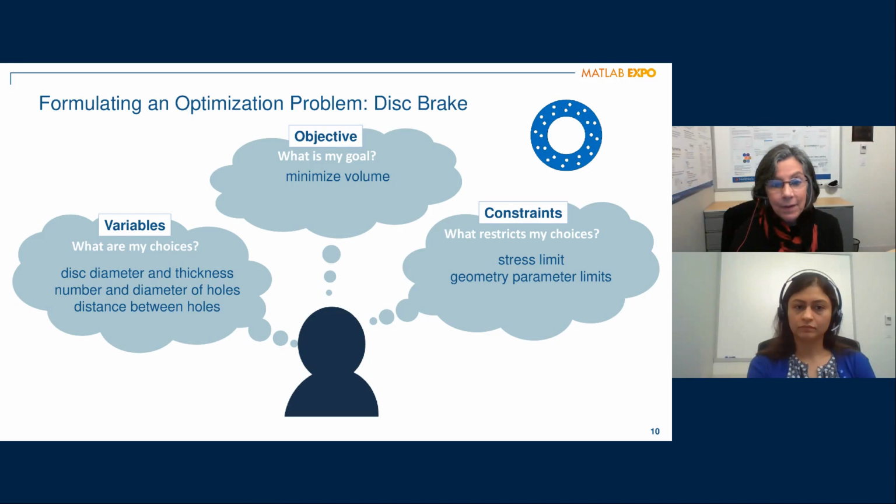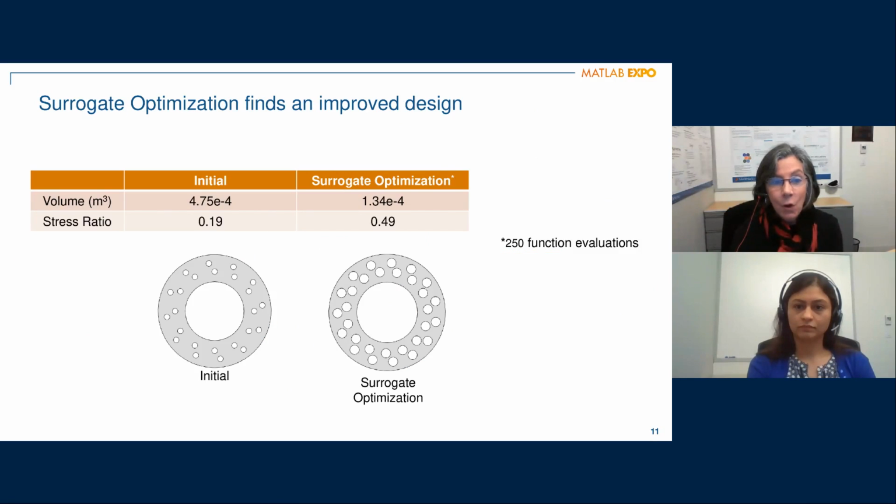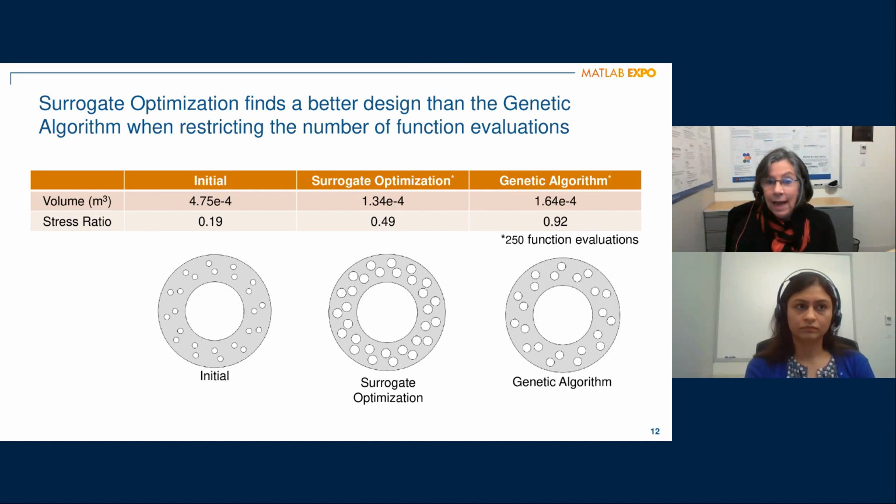The results were that we did improve the volume significantly. The stress is within limits. So the surrogate optimization was able to find a much better point than our initial design. You might be wondering how the genetic algorithm did. That also found an improved design in those same 250 function evaluations, but not as good of a result.